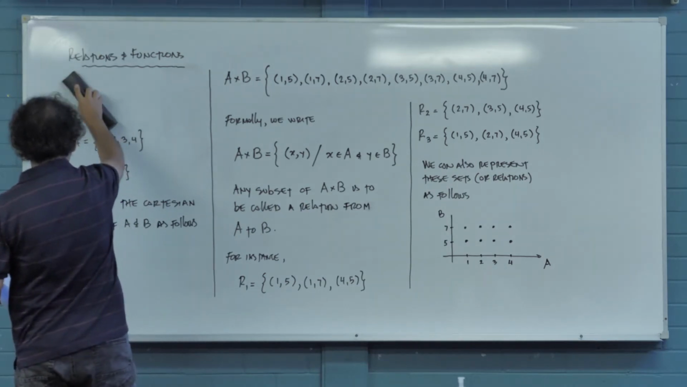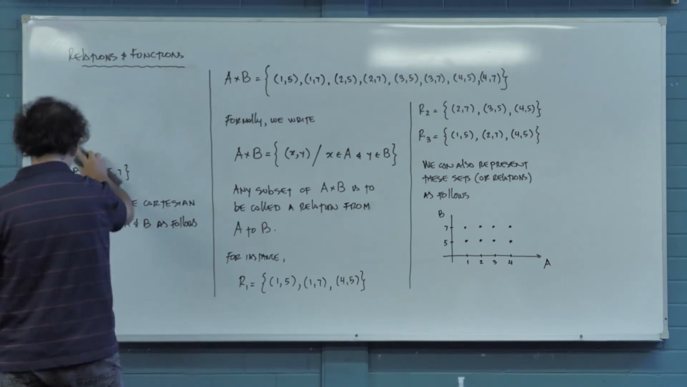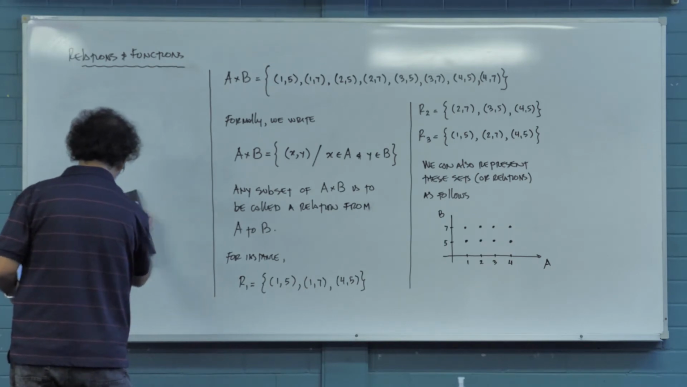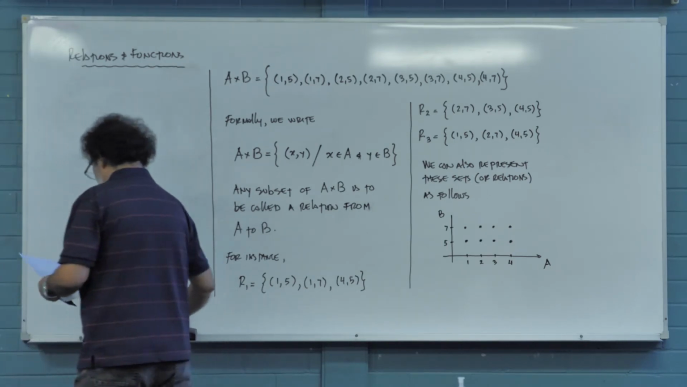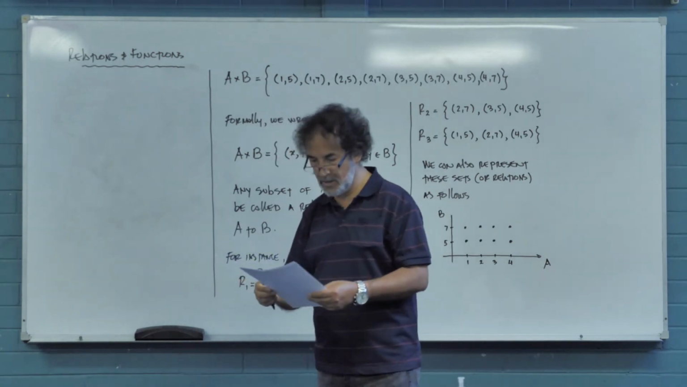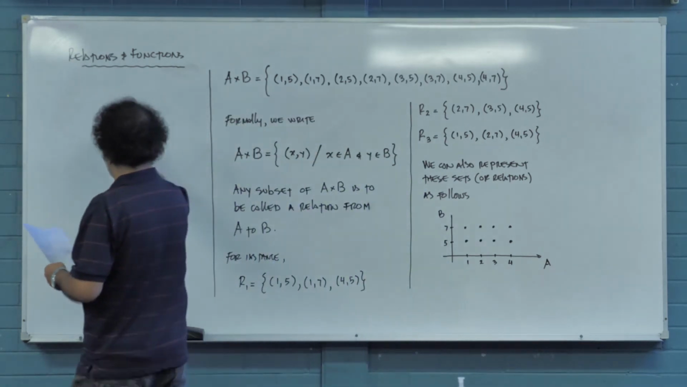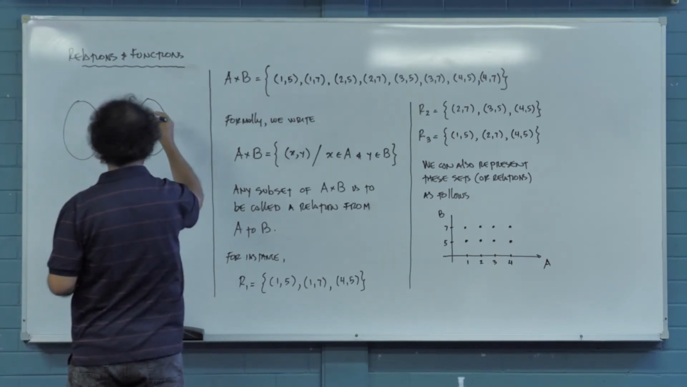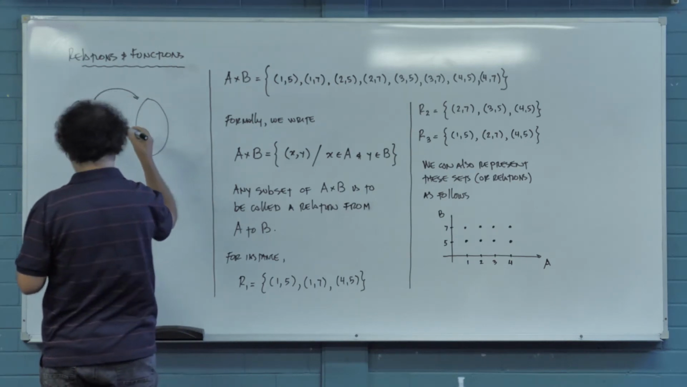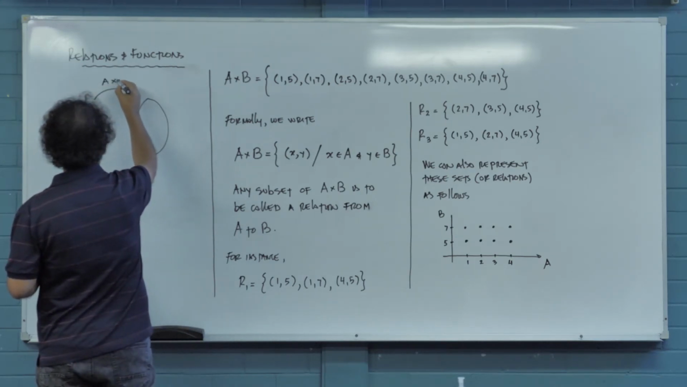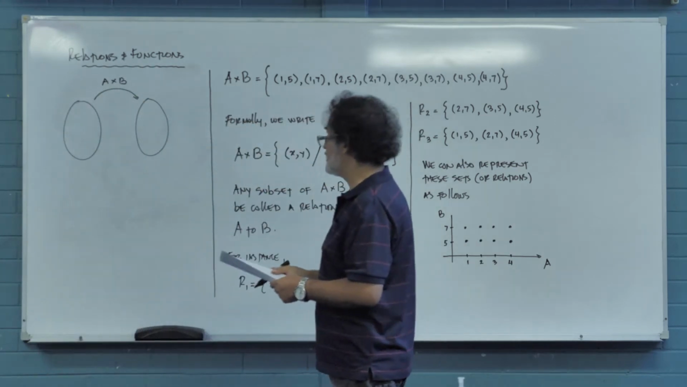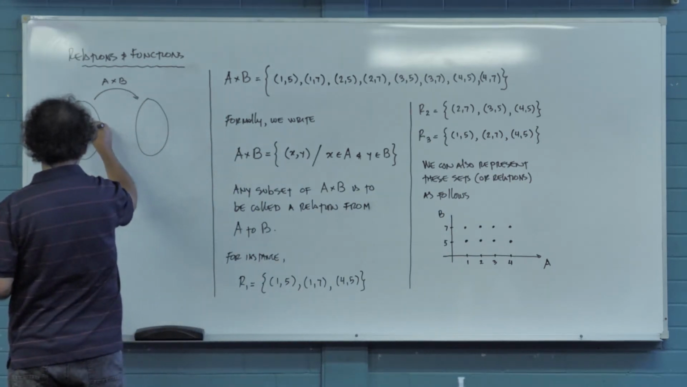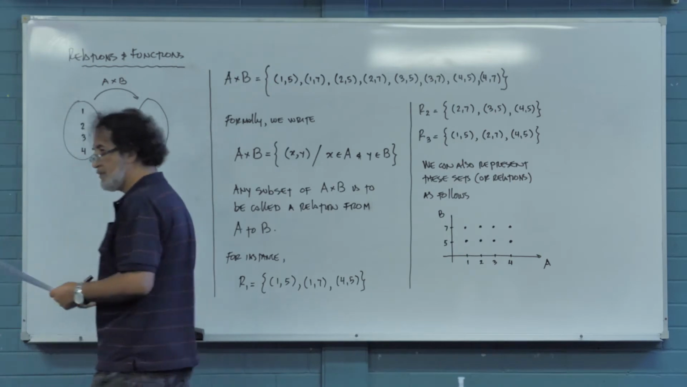Okay, so that is one way of illustrating this relation. The other way that is also very, very popular, especially if you go to uni, is using things like that. So in here we're going to have A, in here we're going to have B, and between them we're going to have A times B, and we're going to put the numbers 1, 2, 3, and 4.